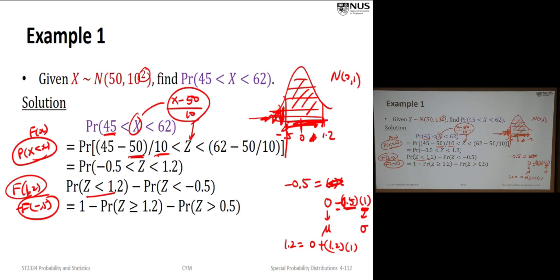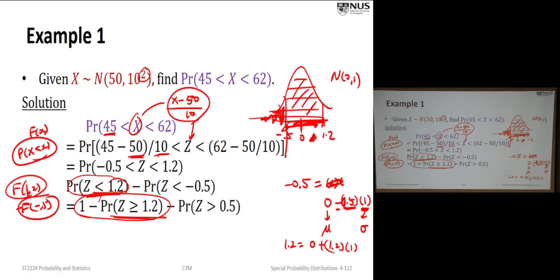First of all, this one, Z less than 1.2, is equivalent to 1 minus the probability of Z greater or equal to 1.2. This is just the complement event of this one. So it's 1 minus the probability of the complement event.